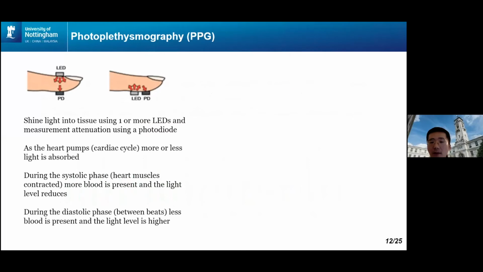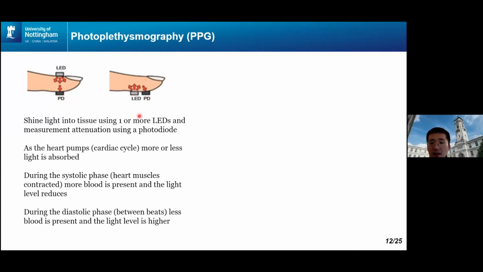Normally, if we have a light source and a relevant photodiode, we can acquire the PPG signal from the finger. That's quite simple. As the top left figure shows, shine light into the tissue using one or more LEDs and measure the attenuation using the photodiode. These are just near the LED. That is the transmission mode. Here is the reflection mode.